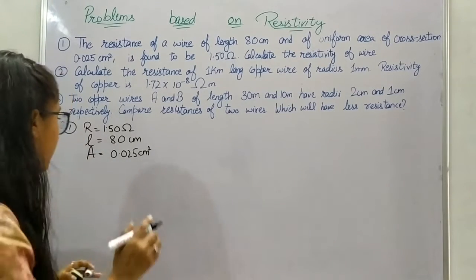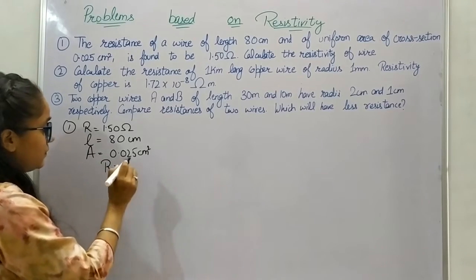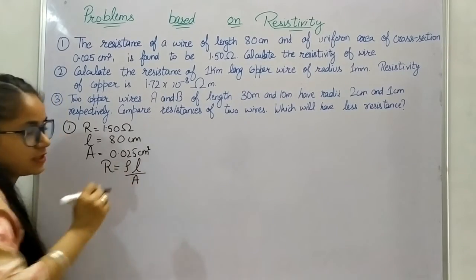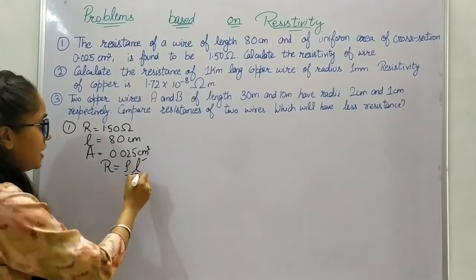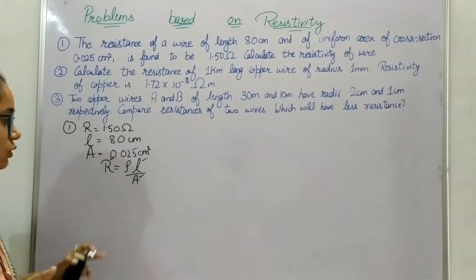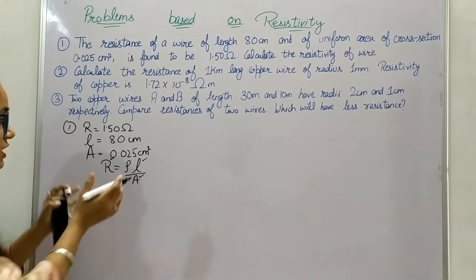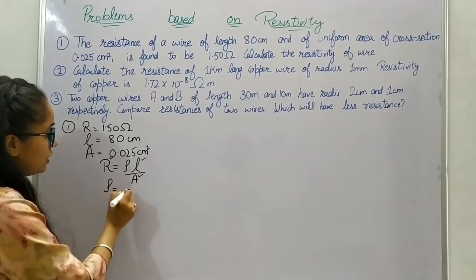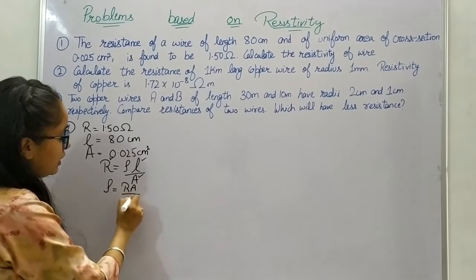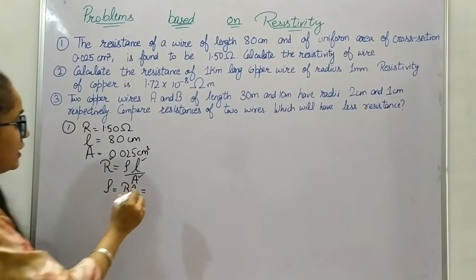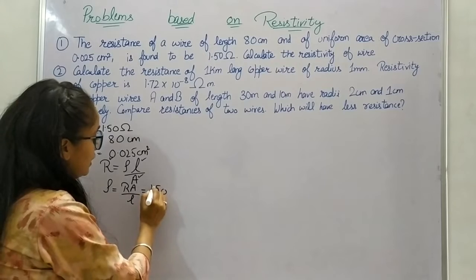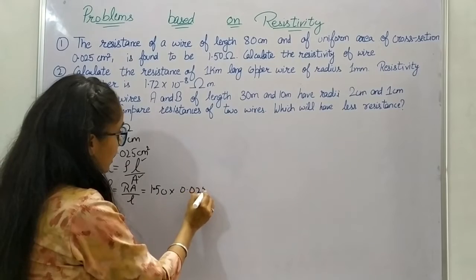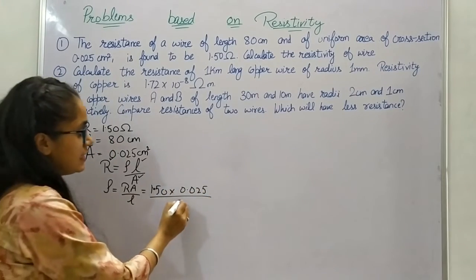So we are provided these three factors, and finding the resistivity is pretty easy, because the resistance of a conductor depends upon the resistivity, the length of the conductor and the area of cross section. These three things we require. So it is easy to find the resistivity. We just have to shift this part here. So rho equals RA over L. Now what is the value of R? R is 1.50, and the area is 0.025, over the length, which is 80 centimeter.